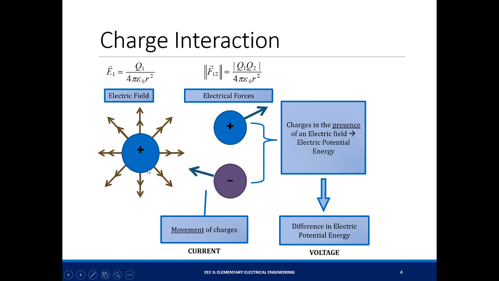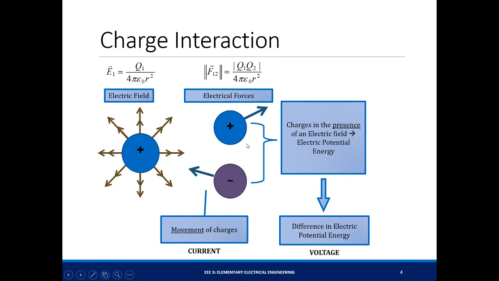So if you have a positive charge, it repels the positive charge and attracts the negative charge. As you can see, the force on the positive charge moves along the electric field. So once the charges move, they create current. And in the presence of an electric field, the charges are forced to move in a natural way. It creates somewhat an electric potential difference, or difference in electric potential energy.